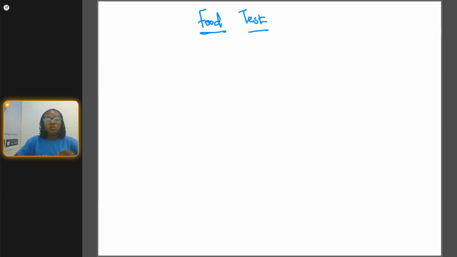Okay, so food test. How can we test all these foods that we call by different names? We are starting with carbohydrates. What are the things we can see that will convince us that something is a carbohydrate? I am going to be presenting some tests for us to see how we can test all the classes of food.